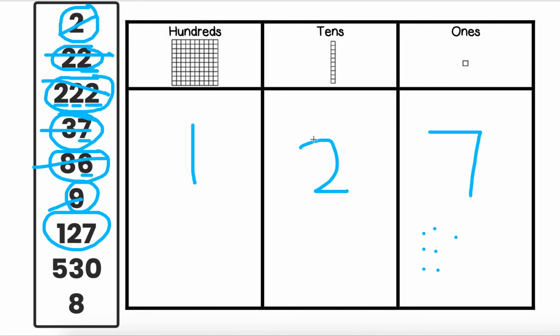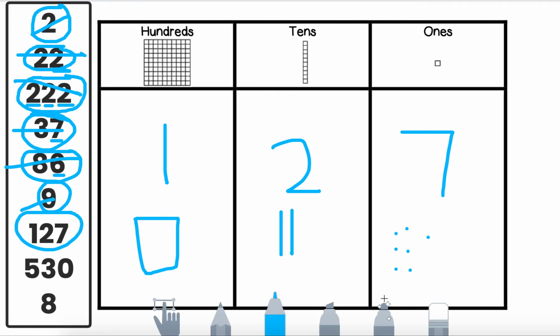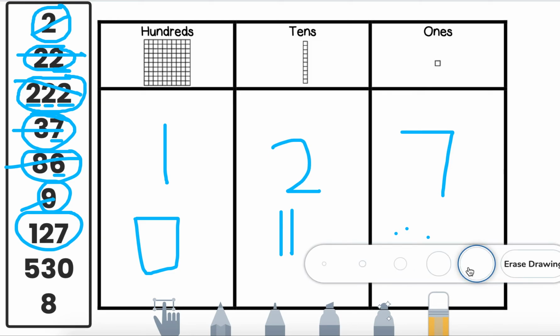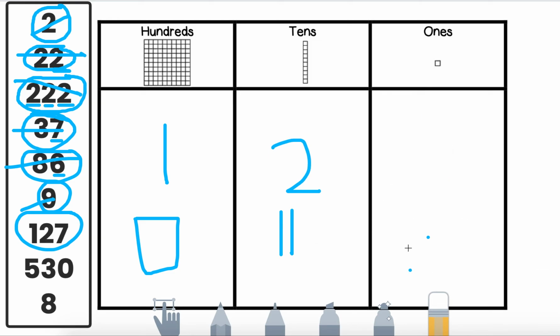Now I'm going to draw my tens. I have 2 in my tens place, so I'm going to draw 2 sticks here for the number 2. And I have a 1 in my hundreds place, so I'm only going to draw 1 square. So now I have 127: 1 hundred, 2 tens, and 7 ones. I'm going to get my handy dandy eraser here so I can get rid of all this so we can work on my last 2 examples.